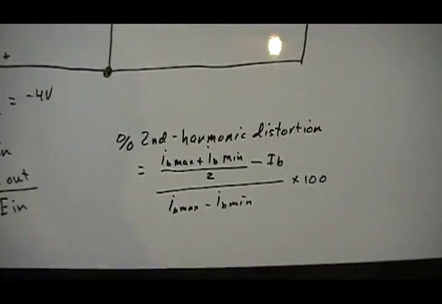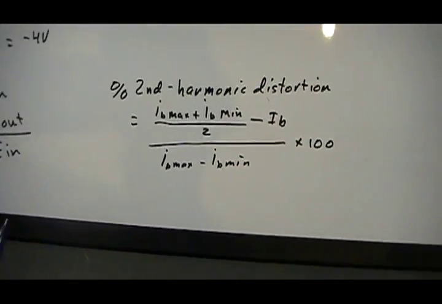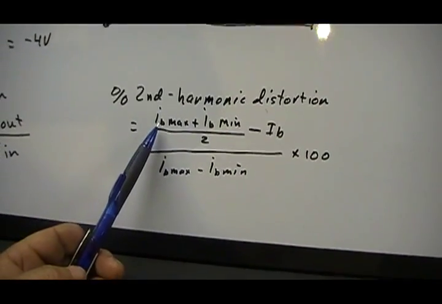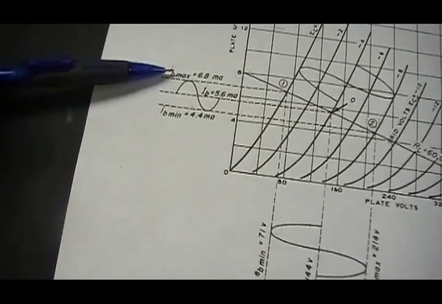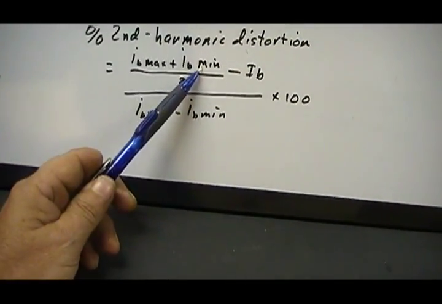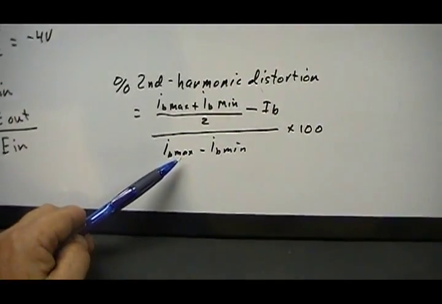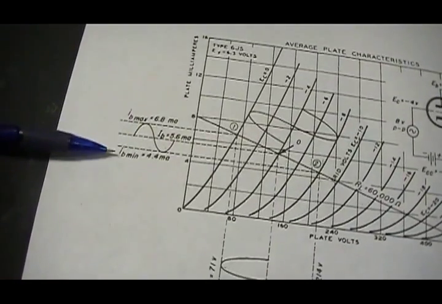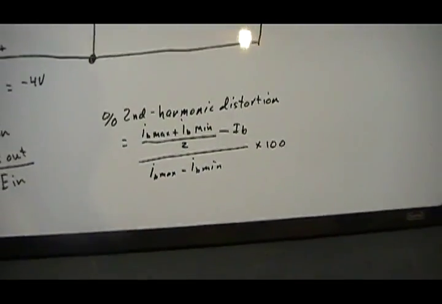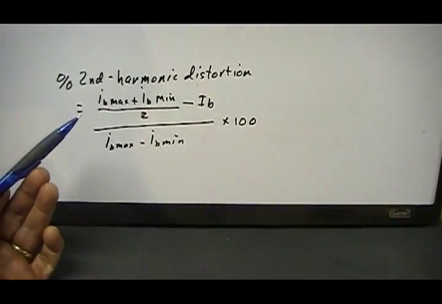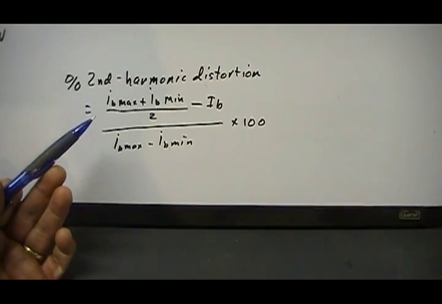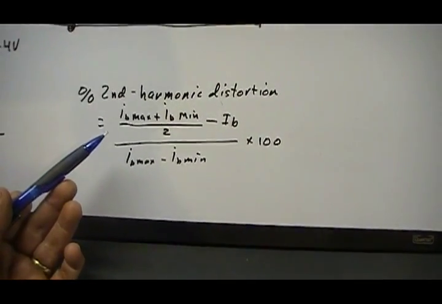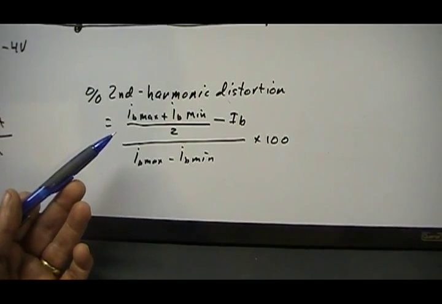Your second harmonic distortion is this nice little formula. You don't have to memorize these. These are in tube manuals. Basically it's the maximum current, which is IB max, plus IB minimum, which is your minimum plate current. Divide that by 2 and subtract it from the no signal current, which is in this case 5.6 milliamps. That whole thing is divided by IB max minus IB minimum. Again, those are these currents here. Times 100 so that you get your percentage. Best case scenario, you should always be below 5%. Really good, high fidelity audio amplifiers are less than 1%.